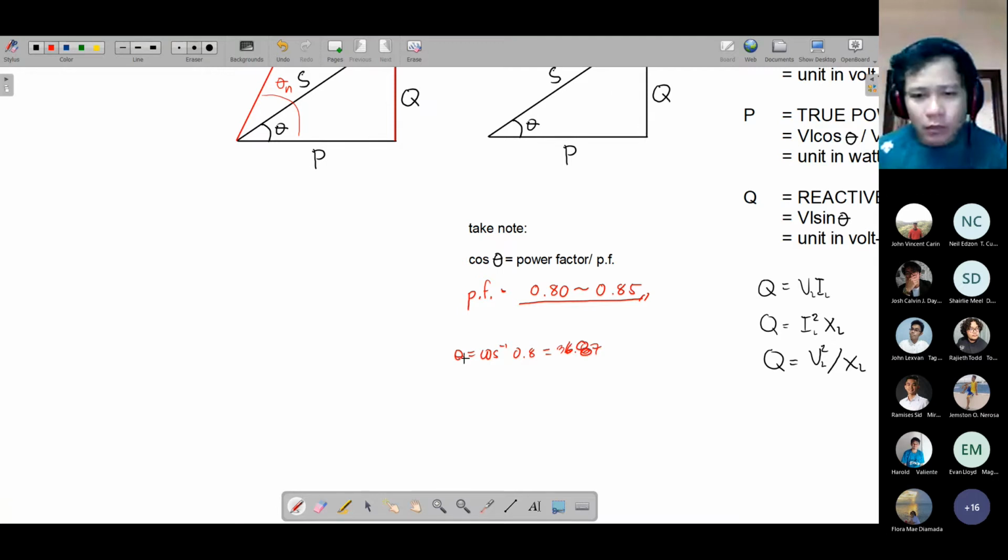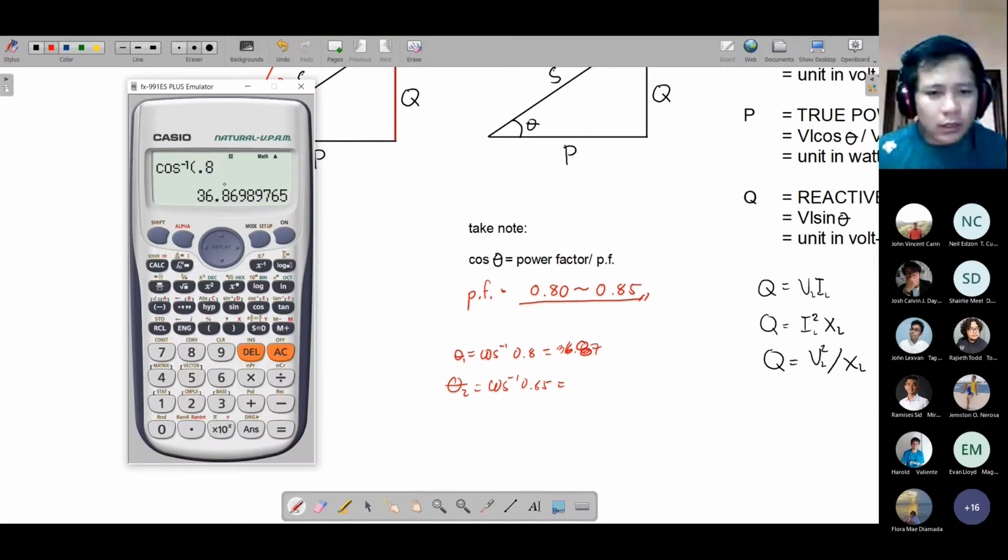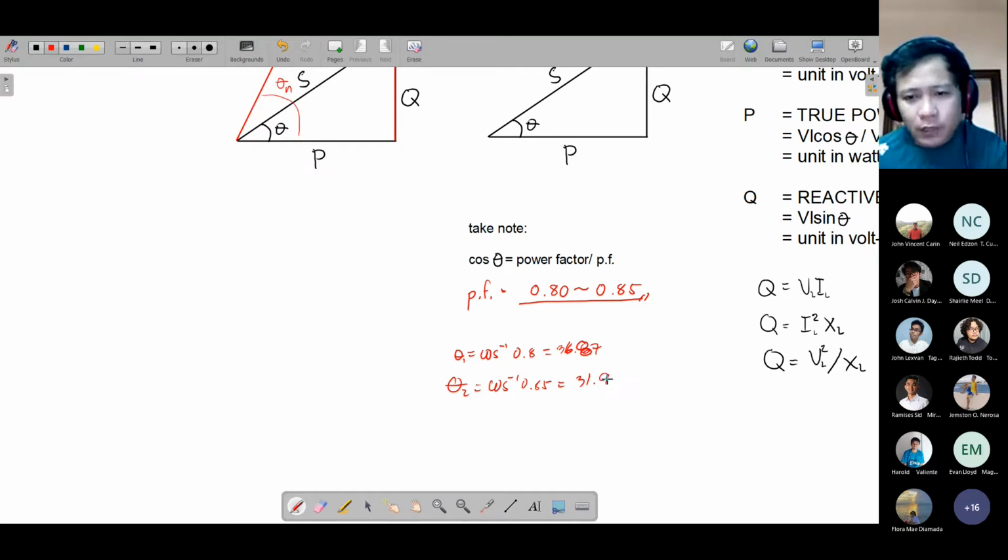And then theta 1. Theta 2, kung 0.85, arc cosine sa 0.85, that would be 31.79 degrees. As much as possible, ang angle should be at around this range. So it should be within 0.8 to 0.85.